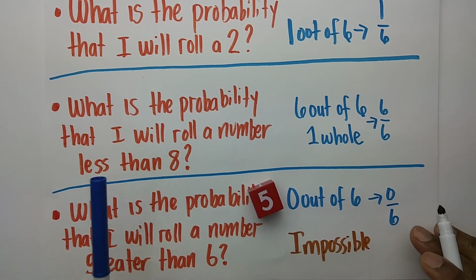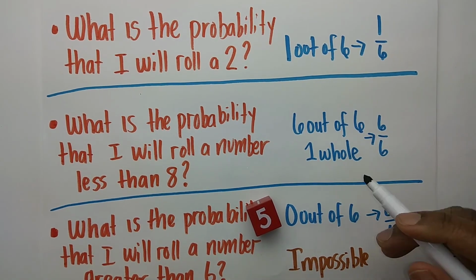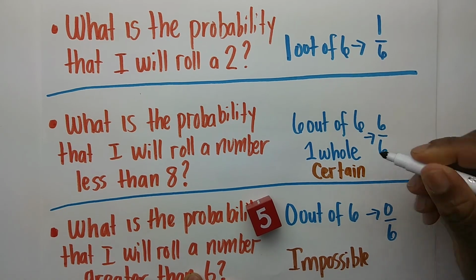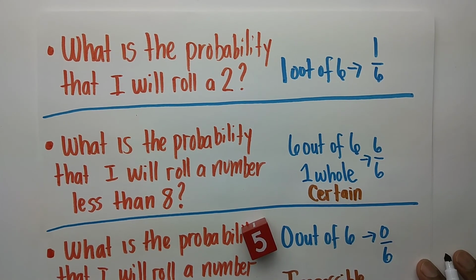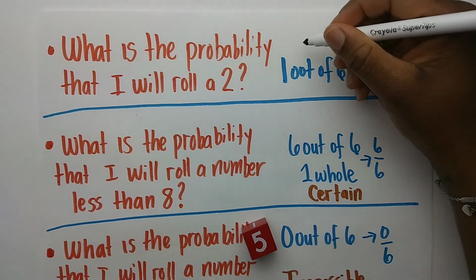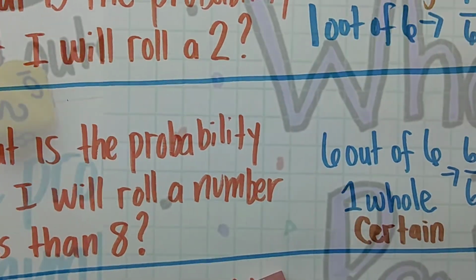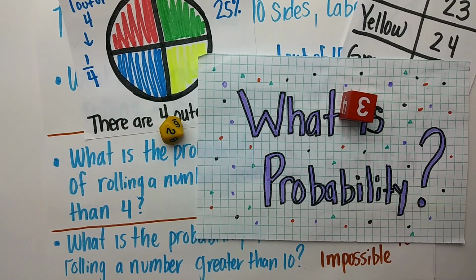The probability that I will roll a number less than 8 will be certain. And the probability that I will roll a 2 is unlikely. In this video, we talked about using probability and likelihood to describe situations.